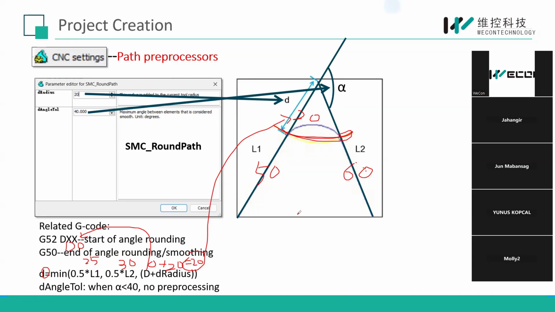So this is how we define this circle, and the condition of whether we do this preprocess or not is according to the value of this angle.